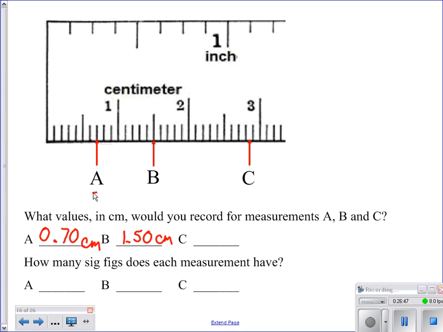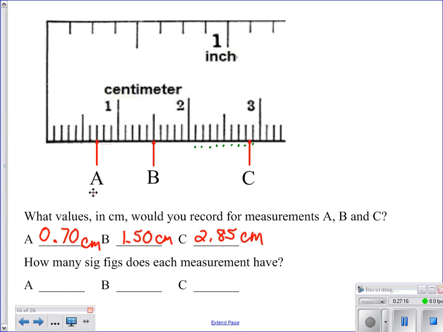Well, I know it's 2. I also know that it's, let me see if I can do a different color. 1, 2, 3, 4, 5, 6, 7, 8. Oh, but less than 9. So I know it's 2.8. And then I have to estimate that last digit. I'm going to call that a 5, because it looks like it's halfway in between. So 2.85 centimeters is what I would call that.